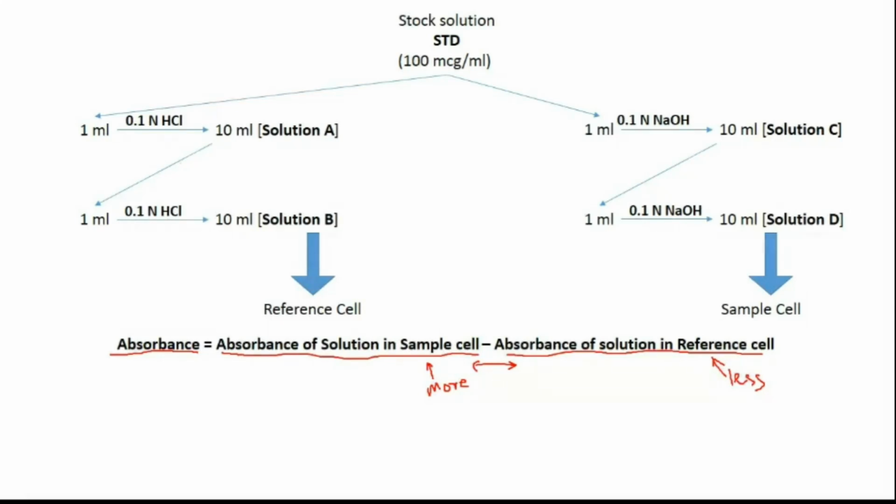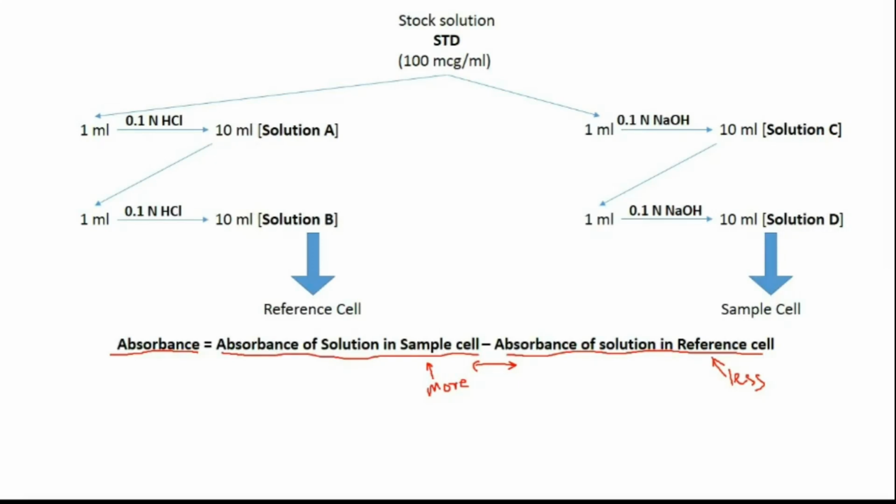I will prepare the solution of paracetamol in methanol and I will keep that in the sample cell. In the reference cell, I will keep only methanol. And when I get the reading, it is the difference between the absorbance of the sample cell minus the absorbance of the reference cell. Okay, but that is the normal scenario.